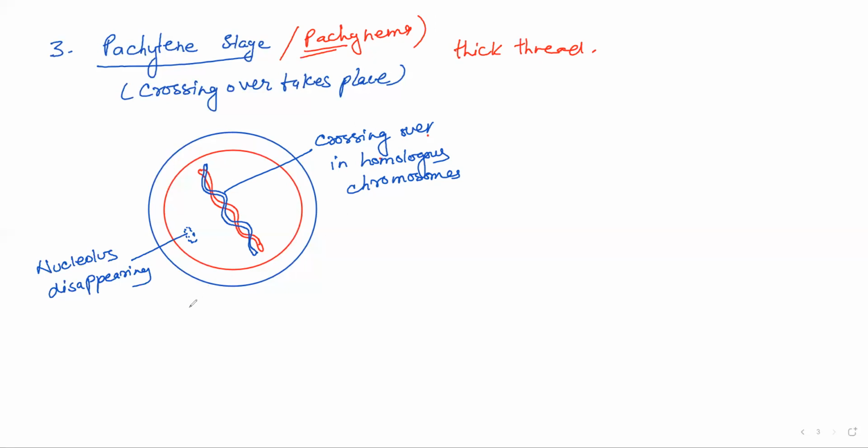The chromosomes become short and thick. And each of the homologous chromosomes now shows two chromatids, so the bivalent appears. The bivalent is composed of 4 chromatids in Pachytene. So this is a bivalent, or we can say tetrad formation.